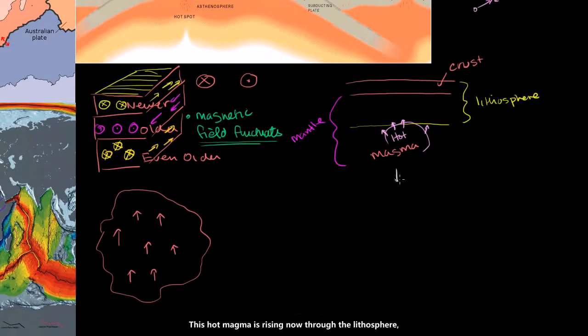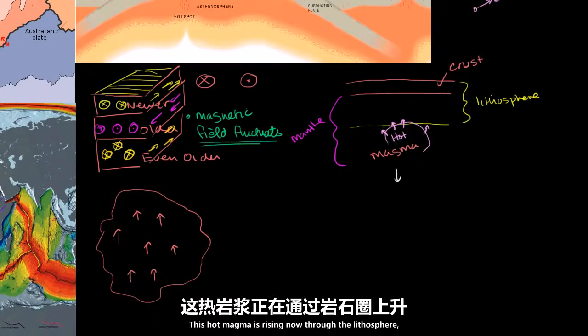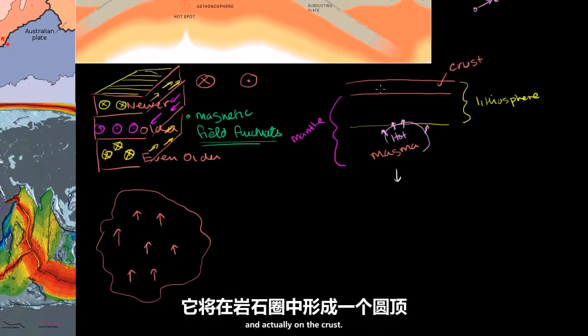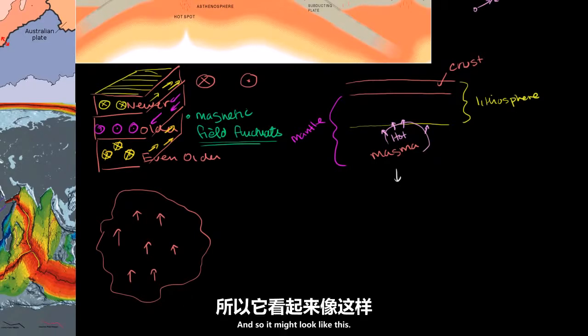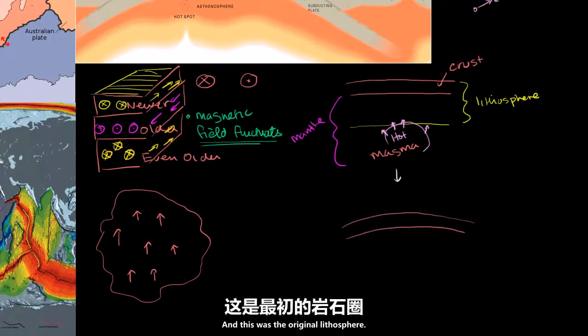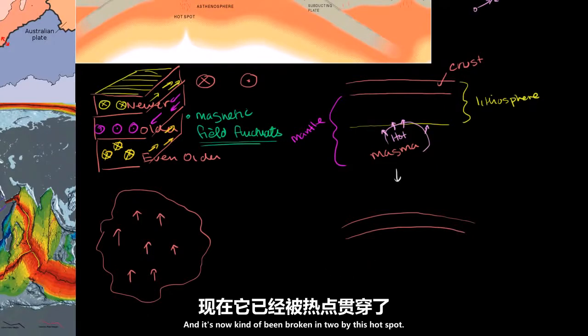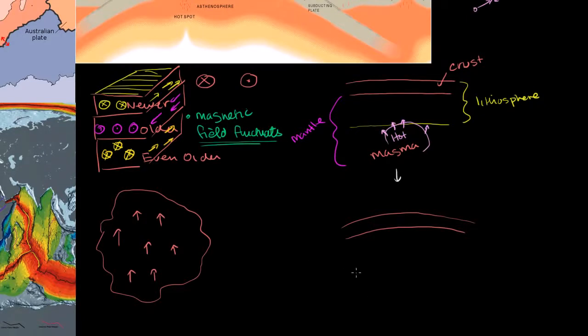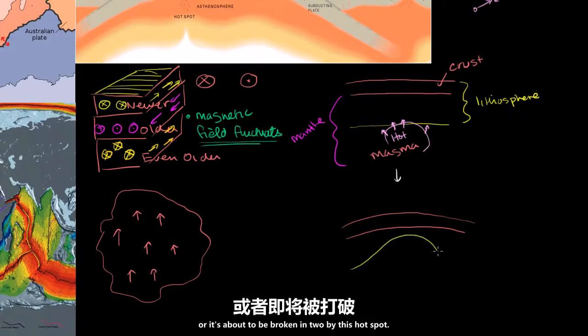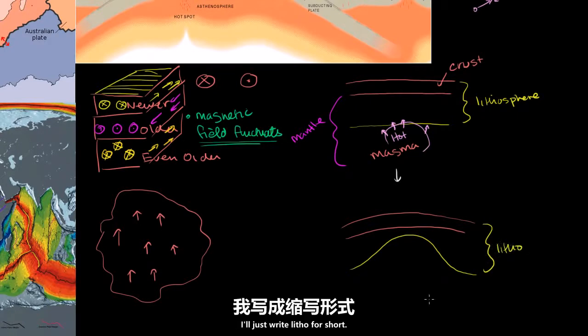Now step 2, this hot magma is rising now through the lithosphere. And so it's going to create a hot spot. It's going to create a dome in the lithosphere and actually on the crust. And so it might look like this. So the crust is now going to have a dome in it. And this is the original lithosphere. And it's now been broken in two by this hot spot. So the lithosphere is now broken in two, or it's about to be broken in two by this hot spot. So all of this is still the lithosphere. I'll just write litho for short. This up here is the crust.